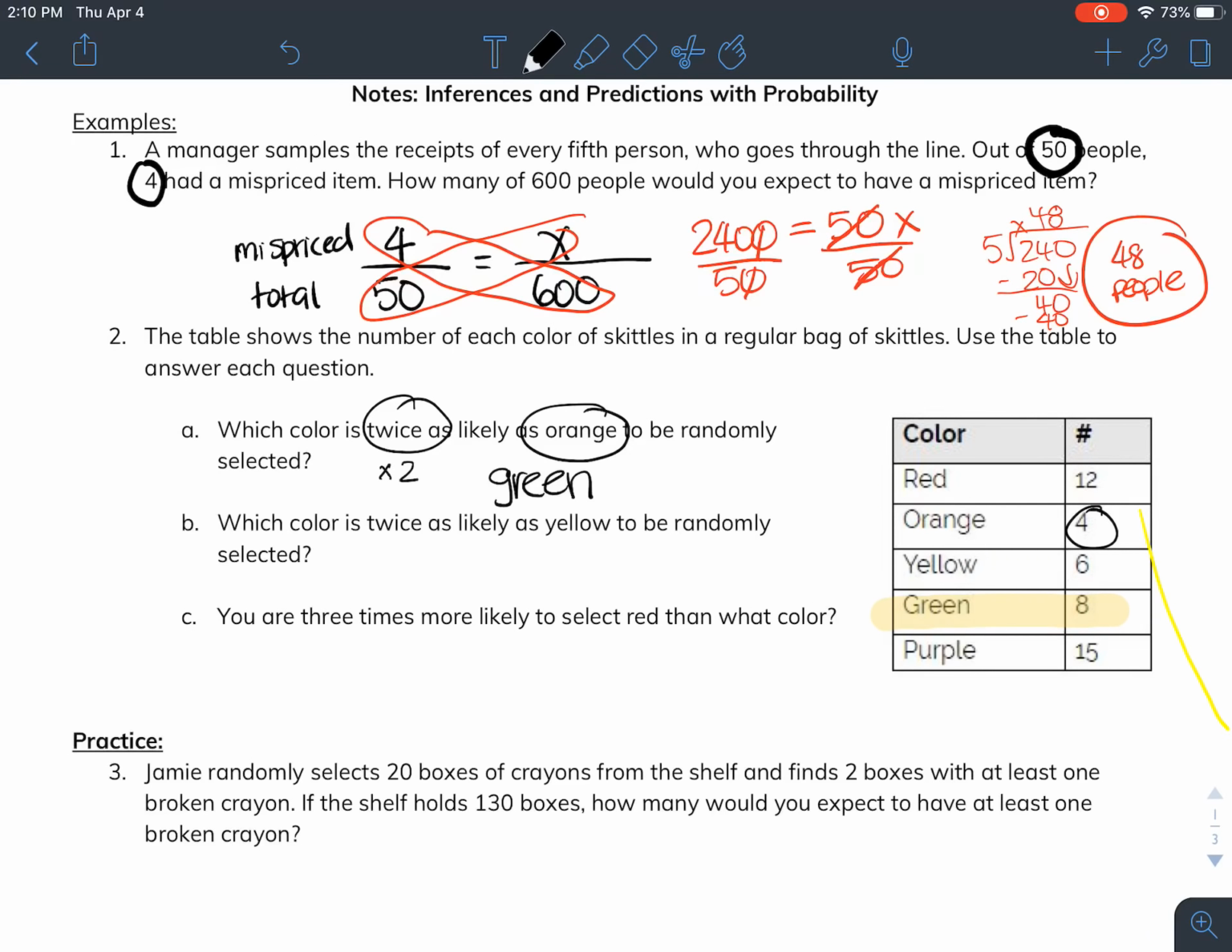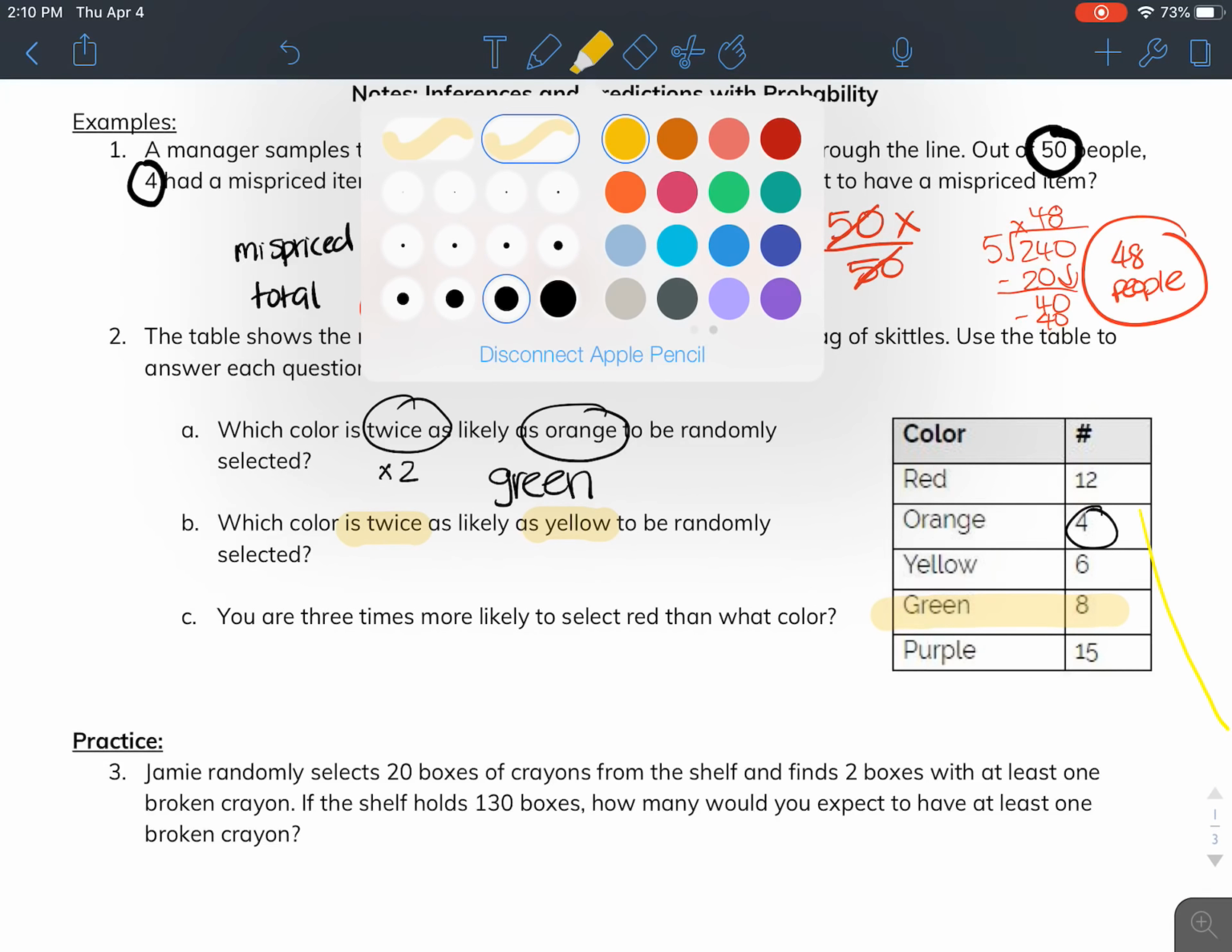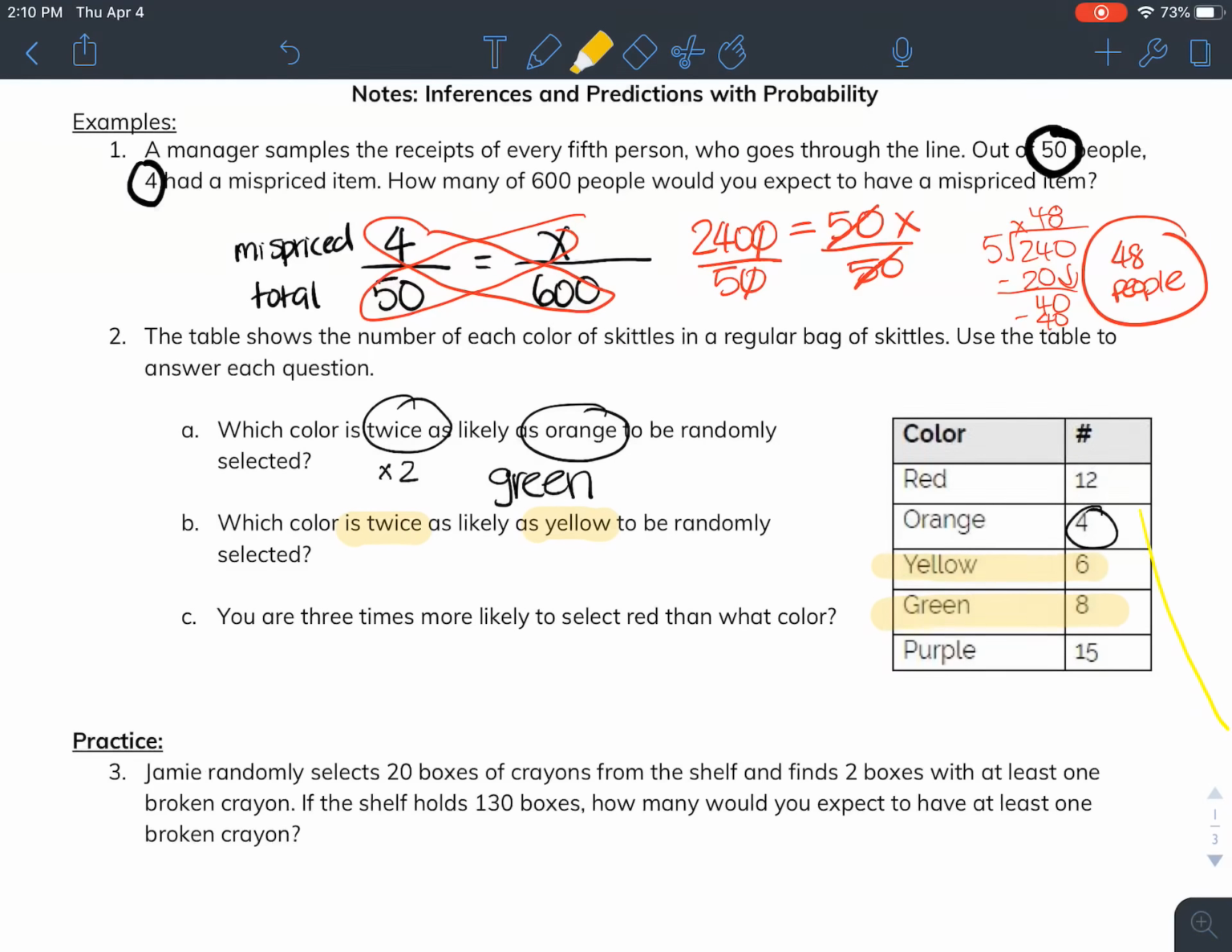B, which color is twice as likely as yellow to be randomly selected? So again, we're going to look at yellow. It's this one. We know it's 6, so double 6 would be 12. Twice as likely would just mean times 2. And we know that red is the one that's twice as likely. So it's red.